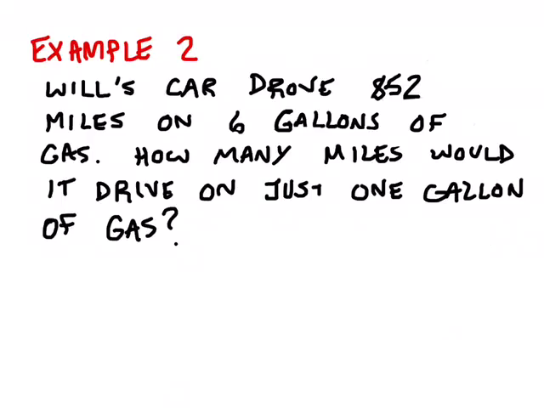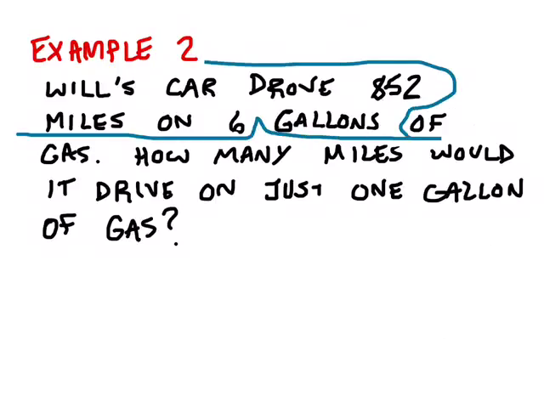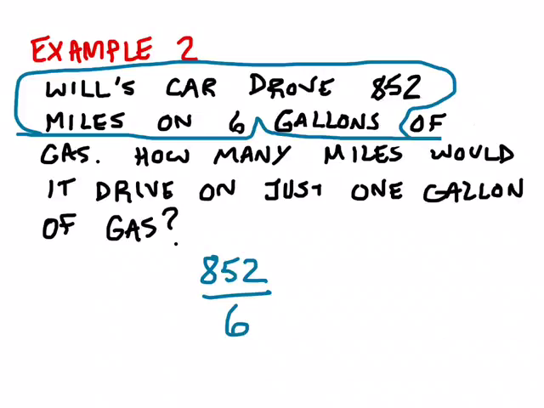So here in example 2, we've got Will's car drove 852 miles on 6 gallons of gas. How many miles would it drive on just 1 gallon of gas? So let's start by identifying here what information we have and what information we don't have. Will's car drove 852 miles on 6 gallons of gas. This information all goes together. And this collectively is going to be a ratio. 852 miles goes with 6 gallons of gas.